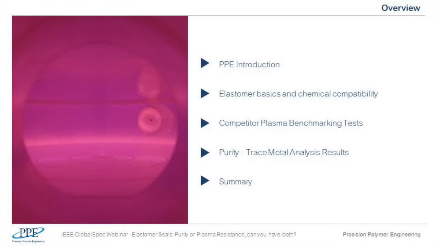Okay, this is a brief overview of the topics I will discuss today. There will be a quick introduction to PPE, just in case you haven't heard about us before today. To help non-elastomer experts learn more about elastomer technology, I will very basically talk about simple elastomer formulation and some basics about elastomers. Then we have some plasma exposure data of elastomeric materials in various different chemistries, and we will see which types of materials might perform better or worse in which applications. And finally, I have a couple of slides on what I've called purity, describing and comparing the trace metal levels of some common elastomer materials.